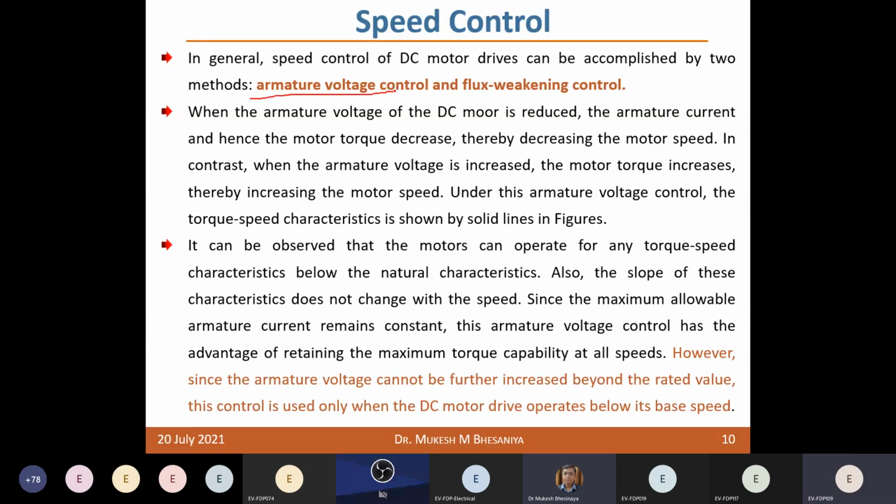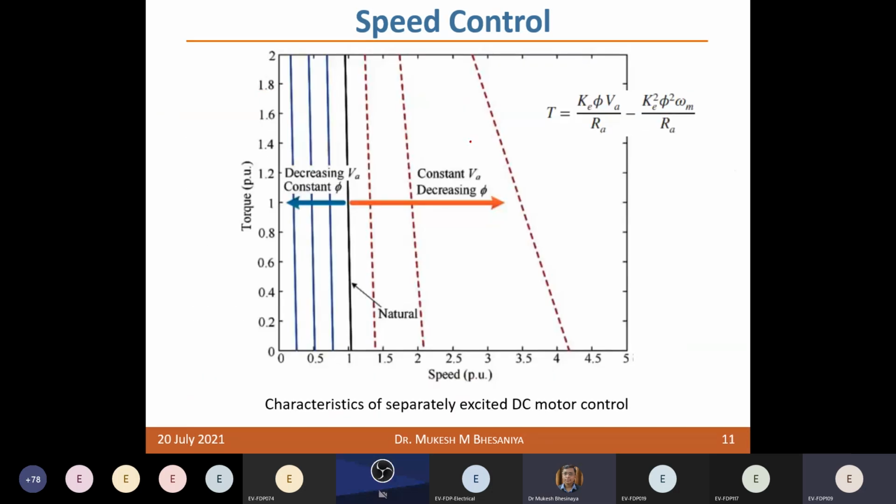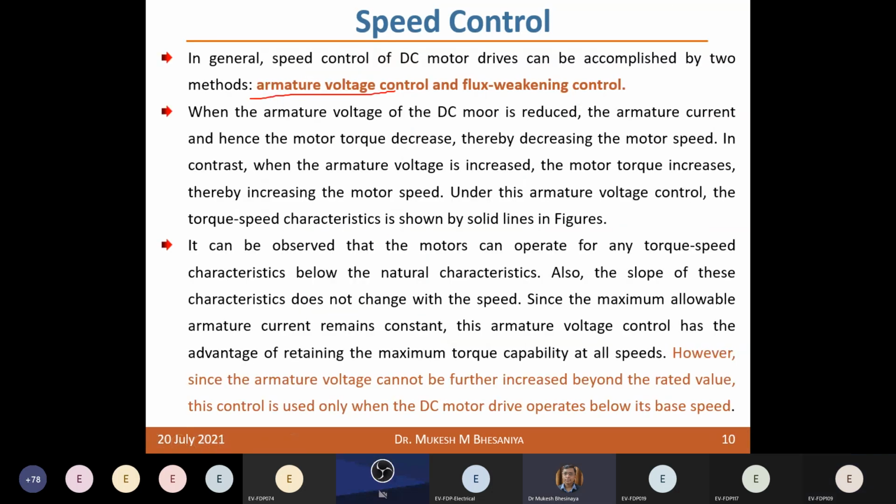The first is armature voltage control. Can I ask a small question? Why do we weaken the field? Why not strengthen the field of the field magnet or winding? Yeah, I got your question. I'll explain it with this characteristic. We have two types of control, as I already mentioned in a previous slide. What's your good name, sir? Dr. Solke. Yes, sir.